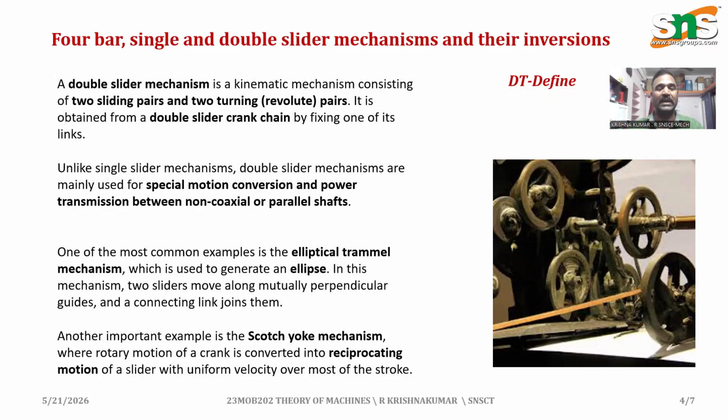A double slider mechanism is a kinematic mechanism consisting of two sliding pairs and two turning revolute pairs. It is obtained from a double slider crank chain by fixing one of the links. Unlike the single slider mechanism, double slider mechanisms are mainly used for spatial motion conversion and power transmission between non-coaxial or parallel shafts. Another important example is the Scotch yoke mechanism, where rotary motion of the crank is converted into reciprocating motion of the slider with uniform velocity over most of the stroke.